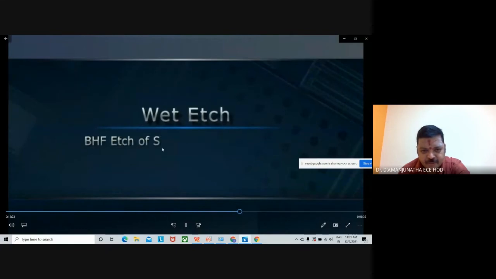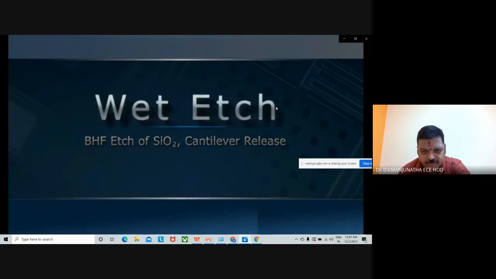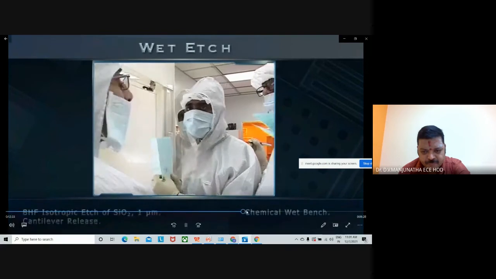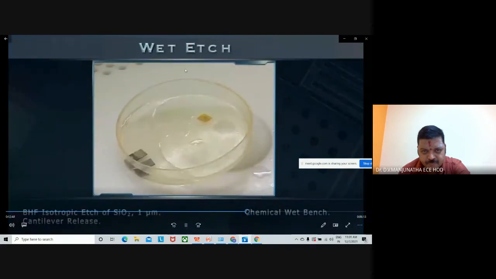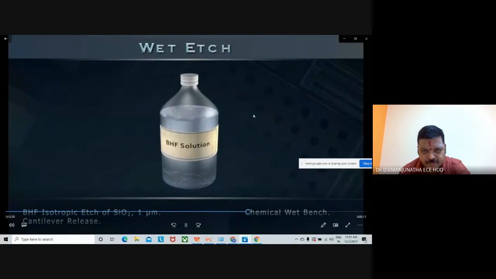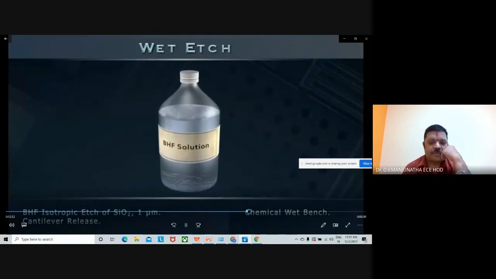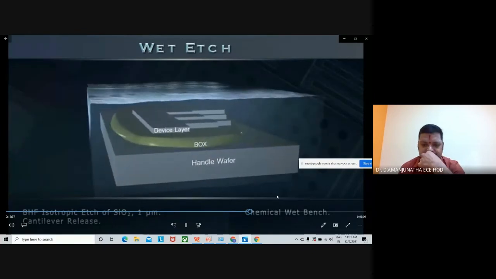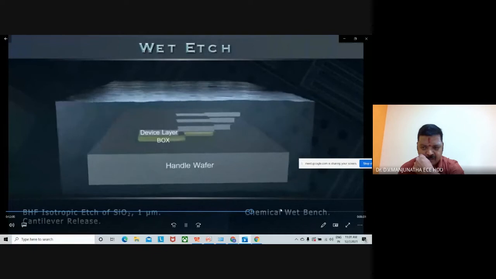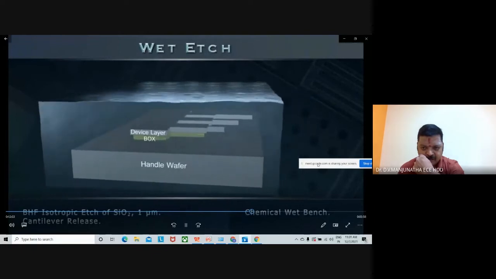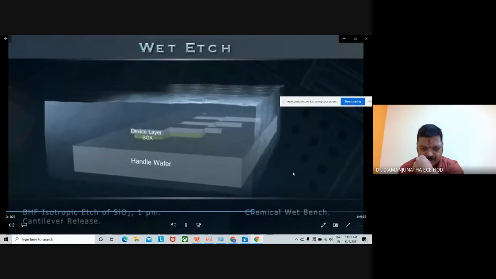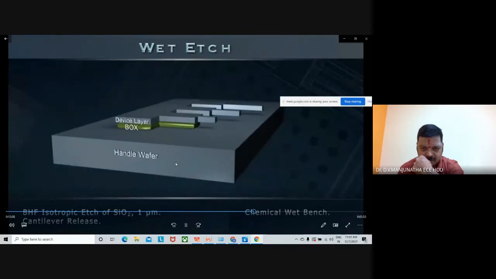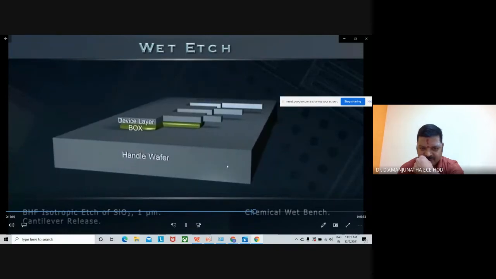So wet etching, I told you, isotropic. Next, we come to the critical step. The BHF solution has been previously prepared at the NNFC to etch at the desired rate. Since the anchor regions are much larger than the beam regions, some oxide remains intact under the anchors after isotropic wet etch, creating a suspended cantilever anchored to the substrate.